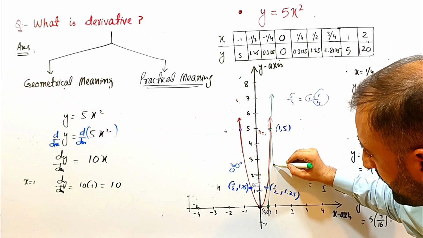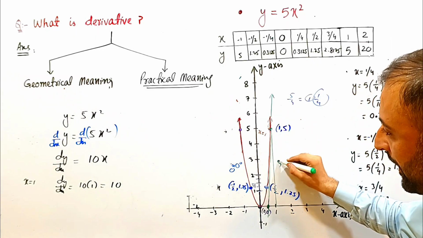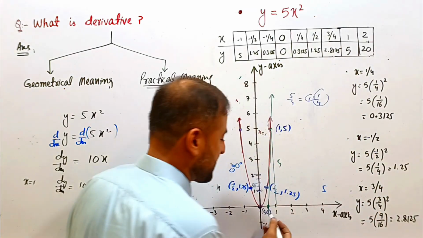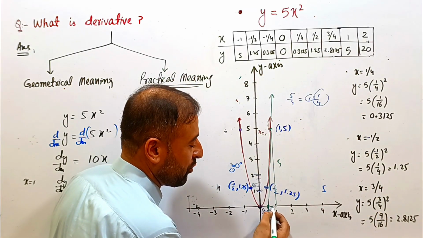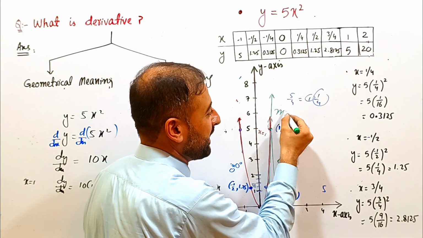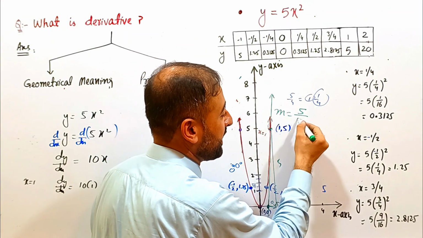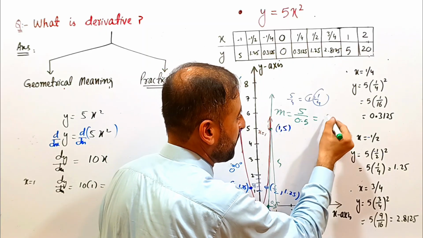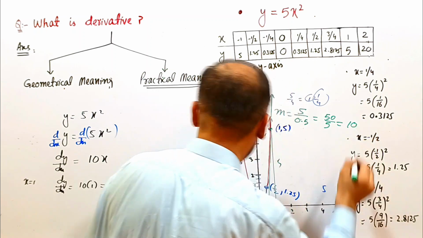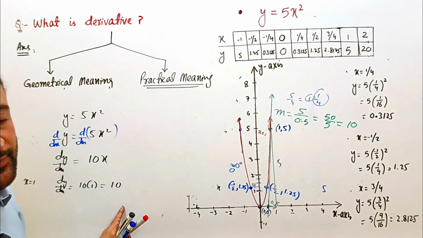Straight down, how much is this? 5. From 0 to 5, the length is 5 units. And how much is this, students? 0.5. The slope of this green line will be rise divided by run. Students, it will be 50 divided by 5. Slope is equal to 10. That's what we have obtained over here.